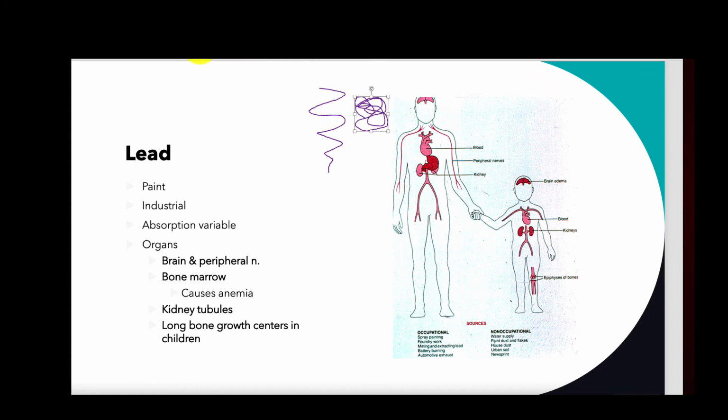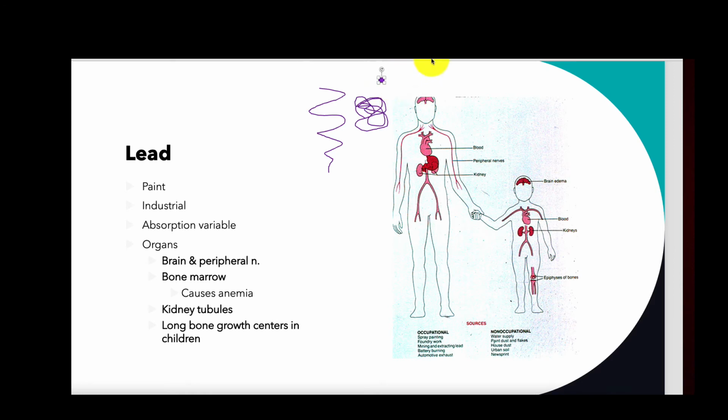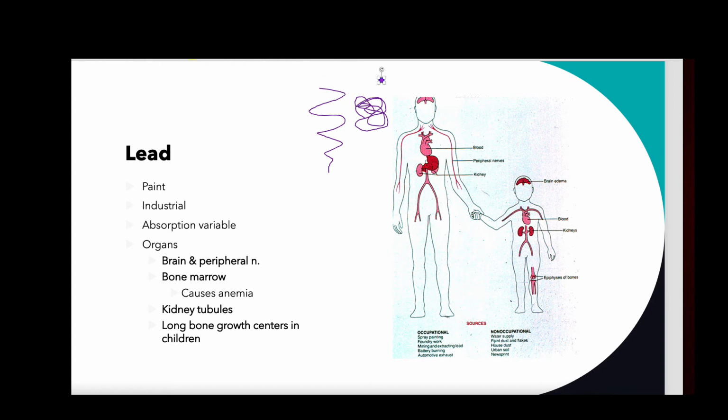And what happens is lead is capable of binding. Let's change the color. Let's do black. What happens is that lead will bind to places where bonds are occurring.